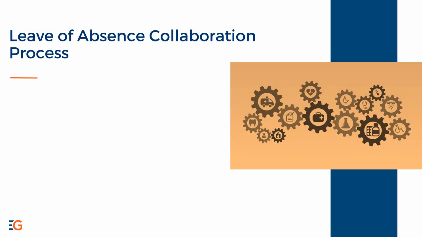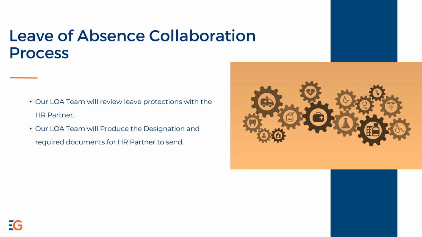After saving the leave request, our LOA team will review leave protections with your HR partner. We'll work with you and your team to determine if a leave of absence should be granted and what type of protections will apply, if any. Our LOA team will produce the designation and required documents for the HR partner to send. If the leave is approved, we'll provide an approved leave of absence notice that includes directions for you and the employee taking the leave.